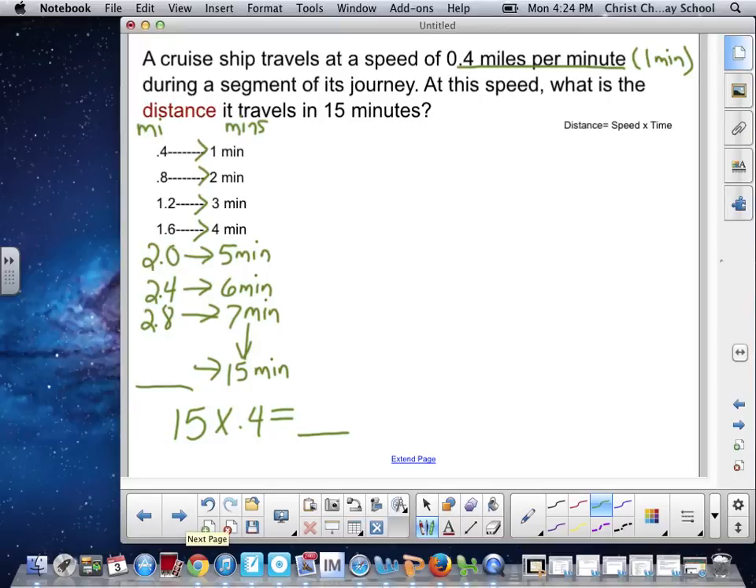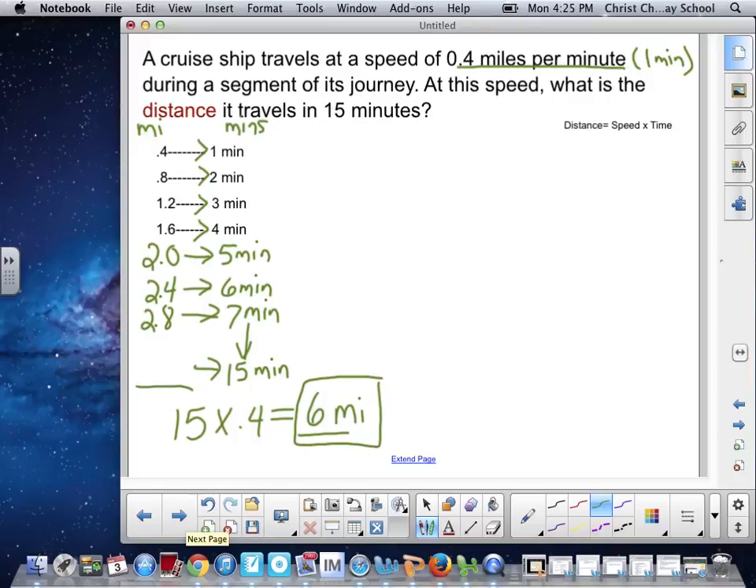So go ahead and pause the video and do 15 times 4. Go ahead and do that now. If you haven't paused it, go ahead and figure that out. Okay, come back and hopefully you figured out what 15 times 0.4 is. You should have gotten 6. And they're asking the distance. It's 6 miles in 15 minutes.